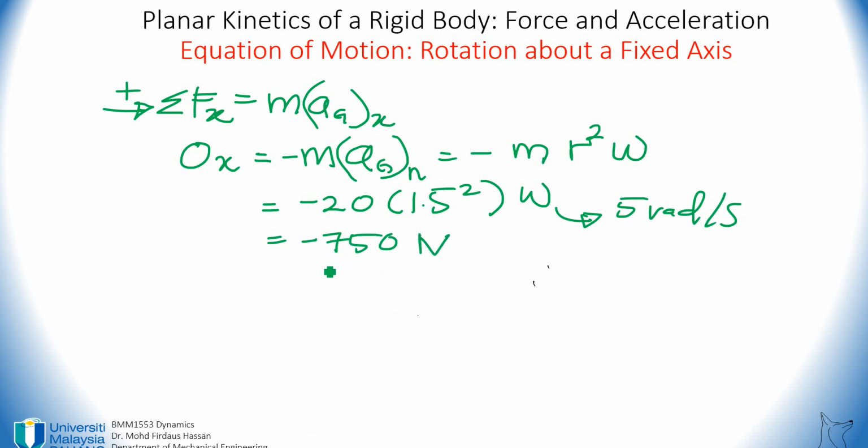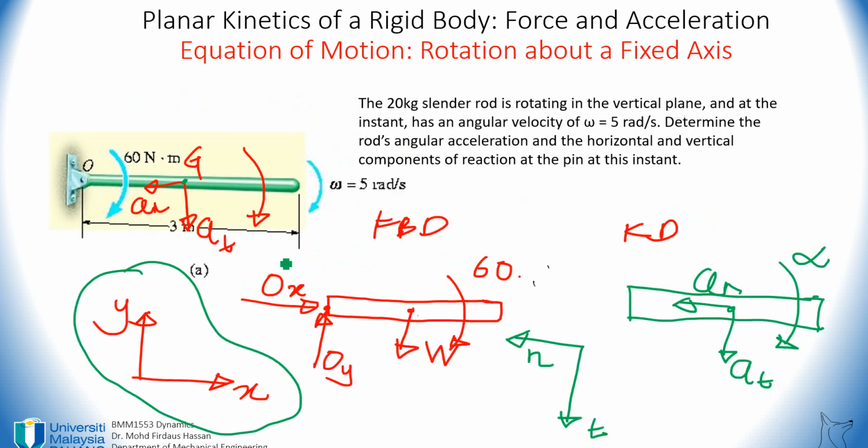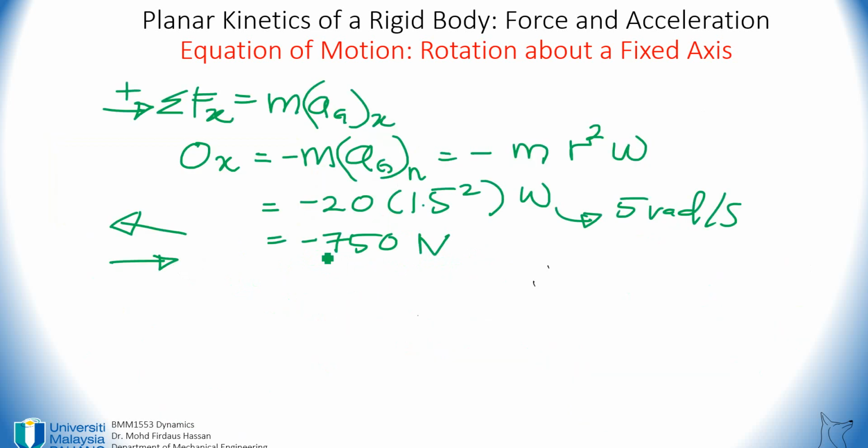So negative means that it is the opposite direction basically. Your OX, the direction of OX is to the left. Doesn't matter, since OX is negative because you put X to the right, you just leave your answer as it is because it's correct. If you put OX to the left, then you will get positive. That's not the issue.